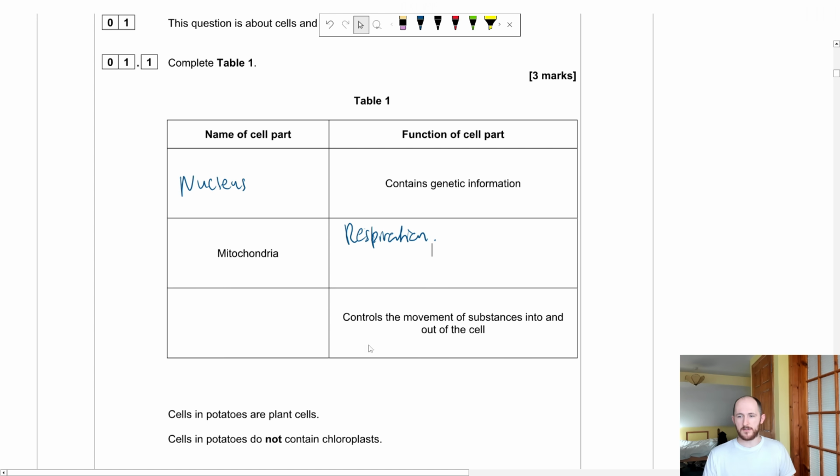And lastly, we have controls the movement of substances into and out of the cell. That is, of course, the cell membrane. Again, that's mostly a fact thing. So what's the best way to memorize this? I would recommend using flashcards, just for the ones that you're unsure of. Go back and think about what parts of the cell give you a bit of trouble. Just write those on flashcards. There's no point in writing flashcards for all of the parts, because you already know most of them. Do the ones that you don't know.